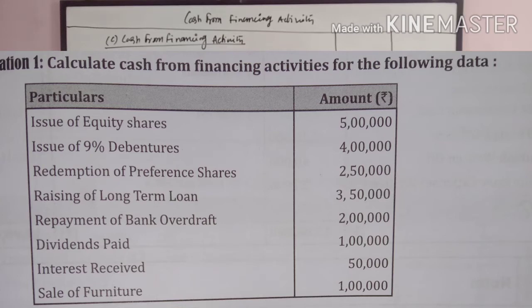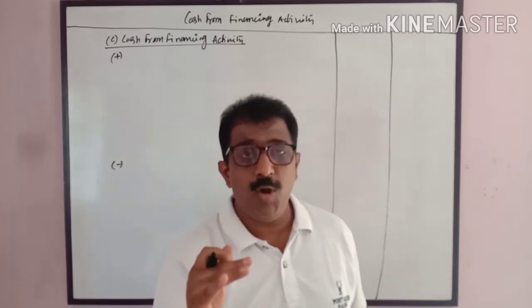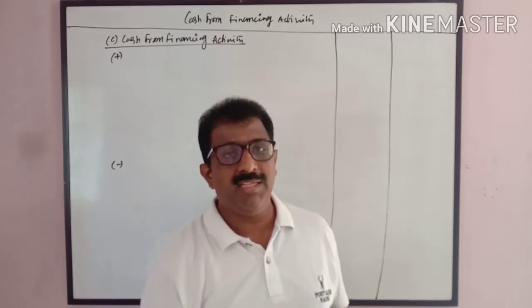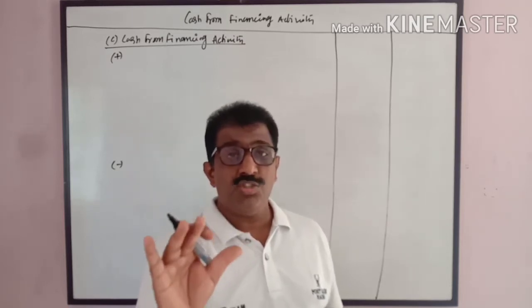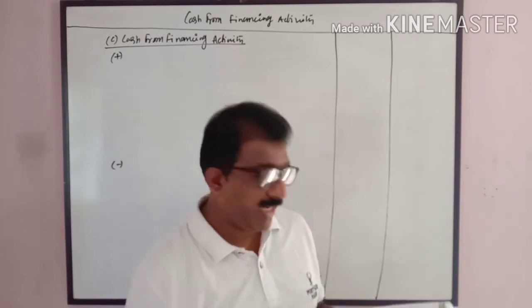Here, if shares are issued, debentures are issued, long-term loans are raised, then it is inflow of cash. Add. If any redemption is made, payments are made, minus. In the cash flow statement, first part is operating activity, second part is investment activity, third part is financing activity. Here they are asking us to find out the cash from the last part, that is financing activity.